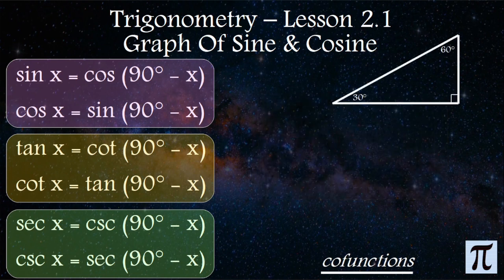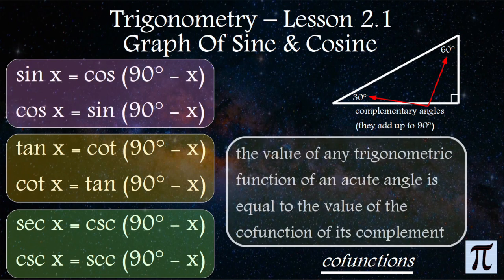Next, let's look at this basic 30, 60, 90 triangle. The 30 and 60 are complementary. That means that they add up to 90 degrees, which makes sense for it being a right triangle. The two other angles will always add up to 90 degrees, therefore they will always be complementary. So we can say the value of any trigonometric function of an acute angle, that being one of less than 90 degrees, is equal to the value of the cofunction of its complement.